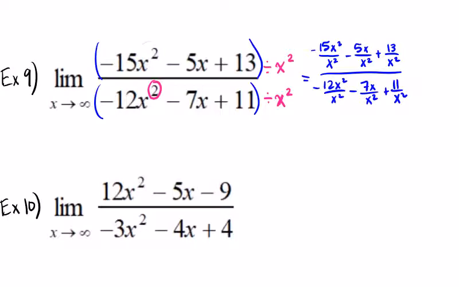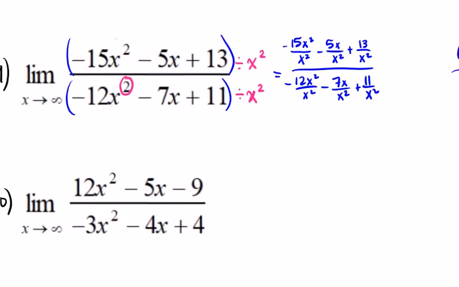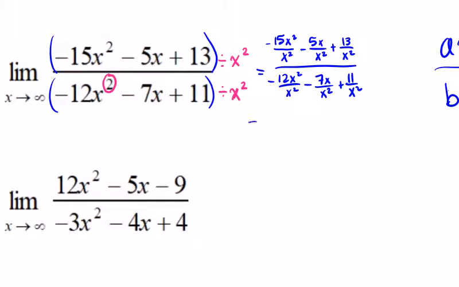Okay, now here's where you'll kind of see the payoff a little bit, as I cancel these things out, these go away, right? These go away. Here, x over x squared, one of those x's on the bottom goes away and the top one goes away. Same thing here. And here, nothing goes away, right? So what I end up with is negative 15 minus 5 over x plus 13 over x squared all over negative 12 minus 7 over x plus 11 over x squared.